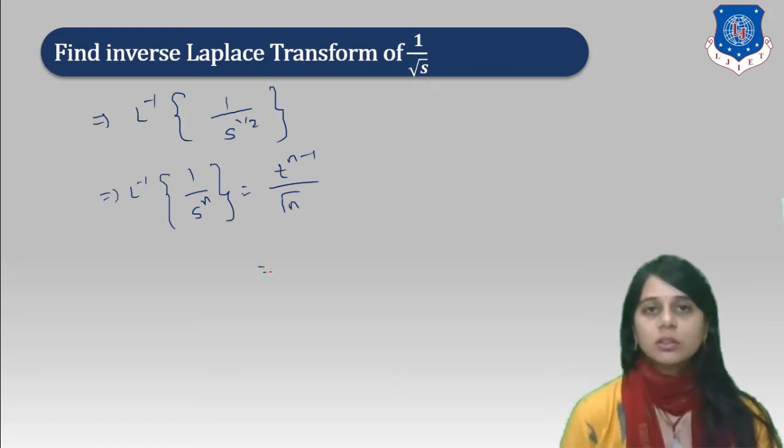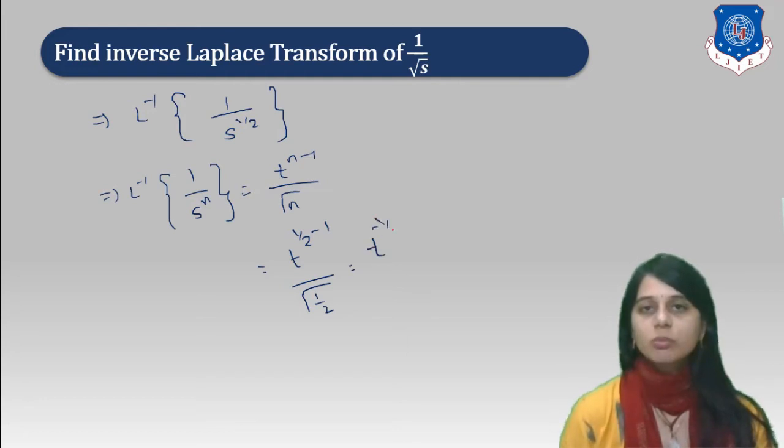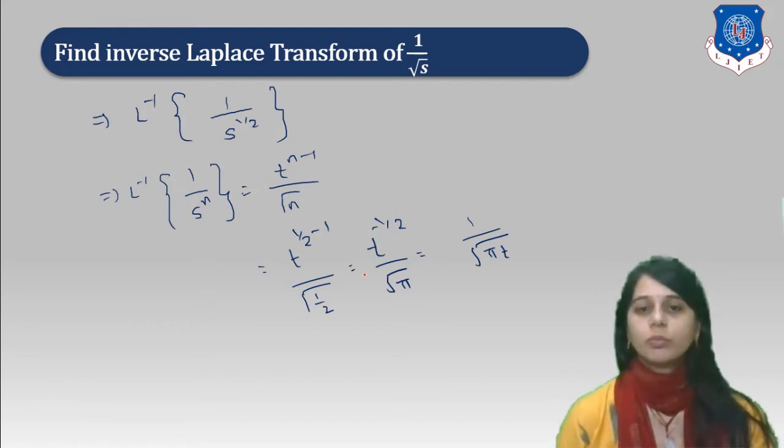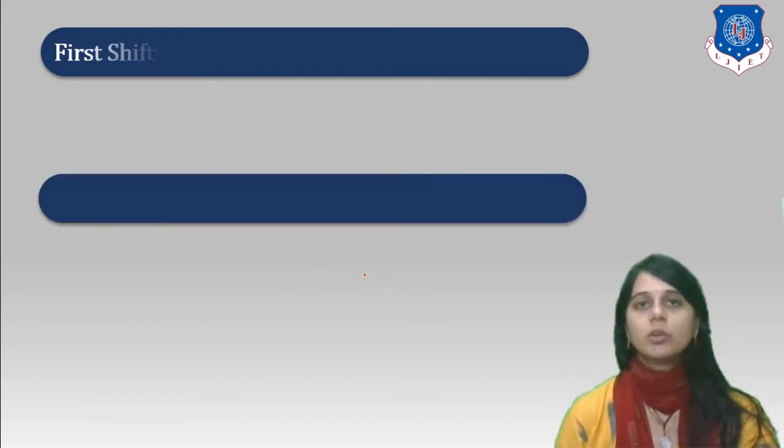What is the answer? s raised to 1 by 2, sorry. t raised to, what is n? n is 1 by 2, so t raised to 1 by 2 minus 1 upon gamma 1 by 2. 1 by 2 minus 1 is t raised to minus 1 by 2, and gamma 1 by 2 is under root pi. So answer is 1 upon under root pi t. Okay. So this is the inverse Laplace transform of 1 upon under root s.